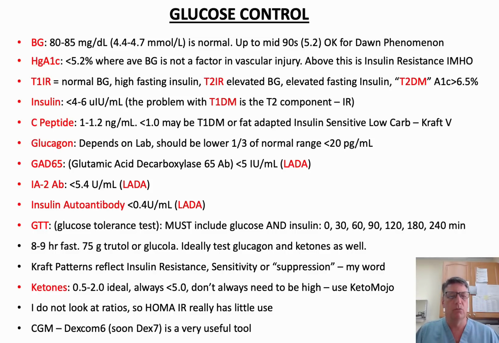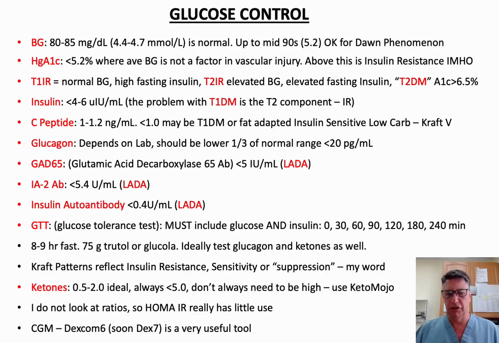And the Kraft pattern will reflect the type 1, type 2, insulin resistance, insulin sensitivity, or insulin suppression, which is the word that I've created for that group of veteran carnivores. We do check ketones. I simply just use ketones in the urine because it's good enough. But if you do test blood ketones, they should be ideally between 0.3 and 0.5 to 2, but definitely not above 5. Above 5, you start getting acidosis, you start getting into DKA, and that's a concern.